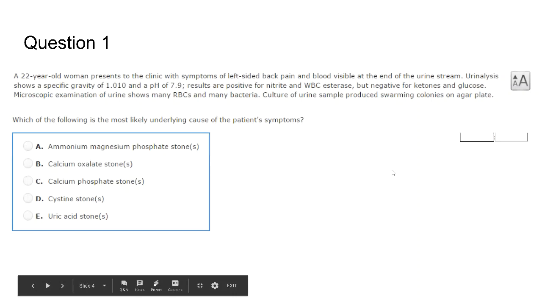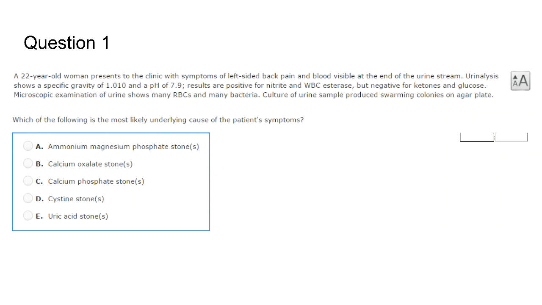All right, so question number 1. You have a 22 year old woman presenting to the clinic with symptoms of left-sided back pain with blood visible at the end of the urine stream. You do a UA and it shows a pH of 7.9 and specific gravity of 1.1. It's also positive for nitrite and white blood cell esterase, but negative for ketones and glucose. Microscopic examination of the urine shows many red blood cells and many bacteria. Culture of the urine produces swarming colonies on agar plate. Which of the following is the underlying cause of the patient's symptoms? So what kind of stone caused this patient's symptoms?